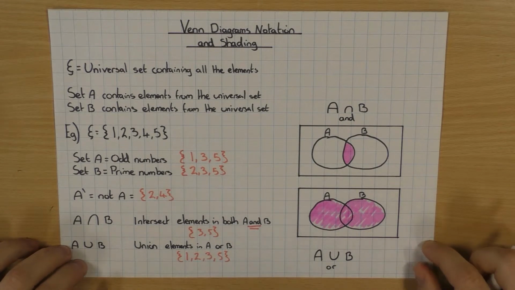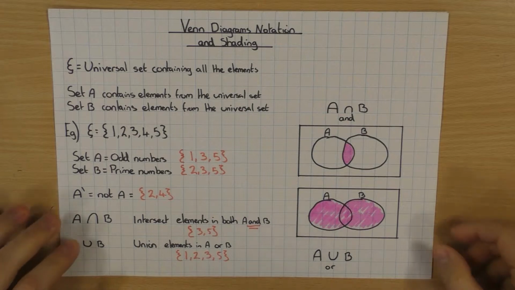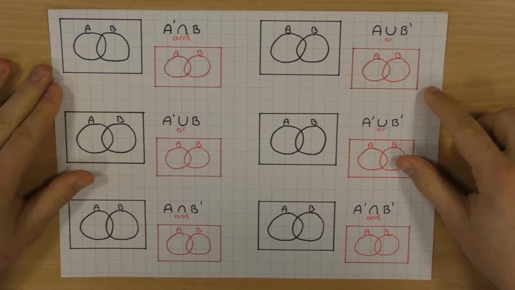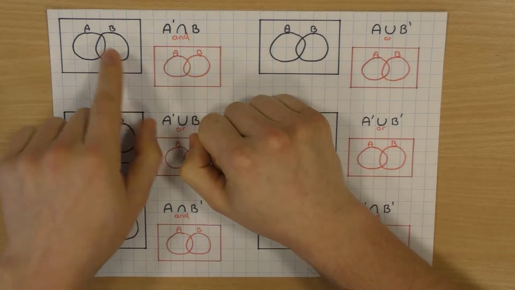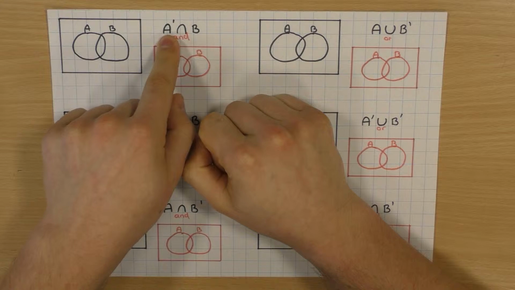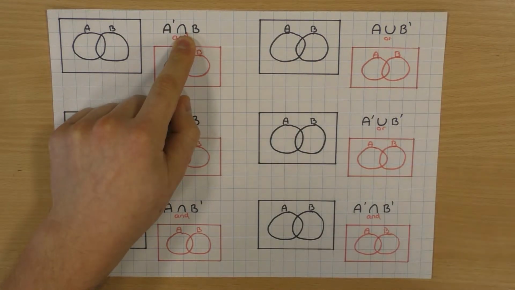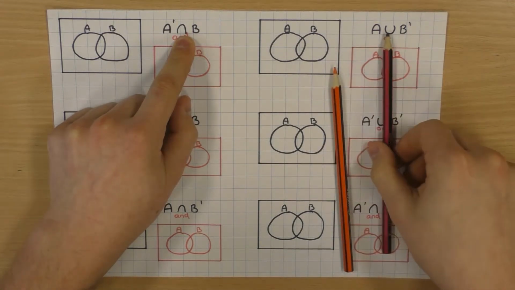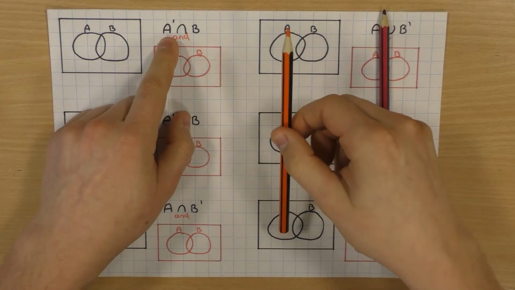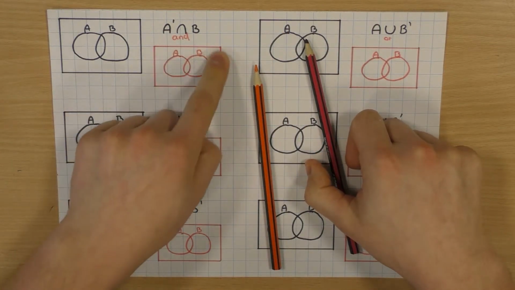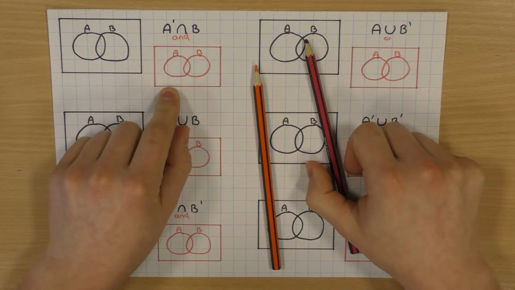So that's the basics. Now let's have a look at a few questions to do with shading. So I'm just going to swap my sheet over here. Like so. Okay. So the question will have a Venn diagram, or you might have to draw one, and it will say what it wants you to do. Now the best way, especially when you get to trickier ones like this, is to have two separate colours. I'm going to have, let's go orange for the A and pink for the B. So have two separate colours, and draw yourself a separate mini Venn diagram to do your working on.